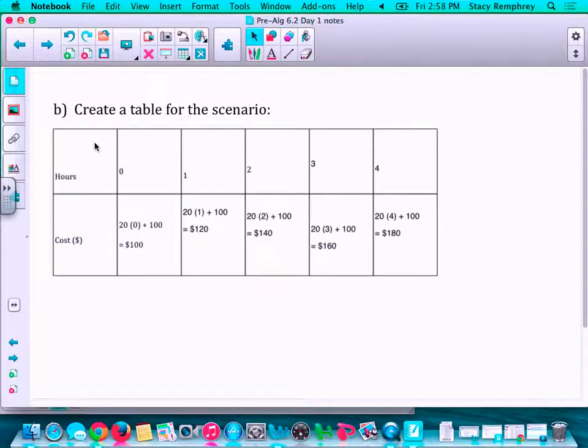Okay, so I filled in my table. Now, I'm not going to require that you have the work shown at each step. If you had 100, 120, 140, 160, 180, that works out just fine. I wanted to show the work for you.